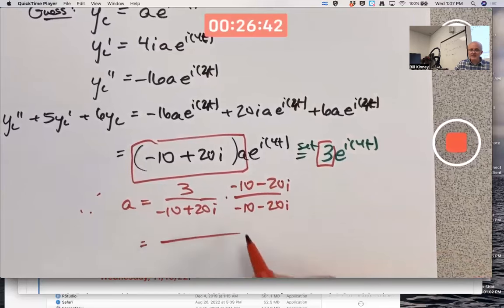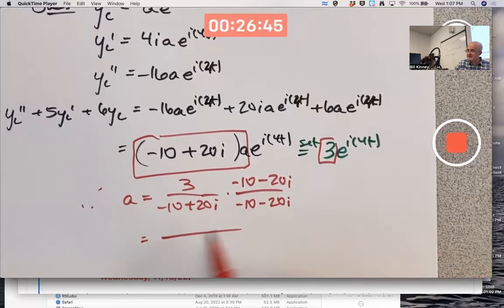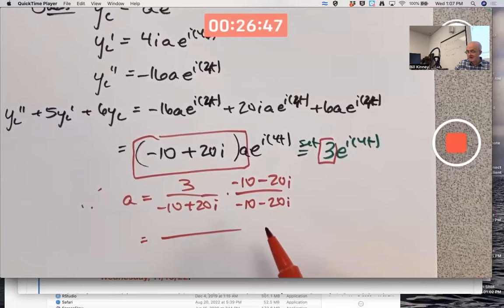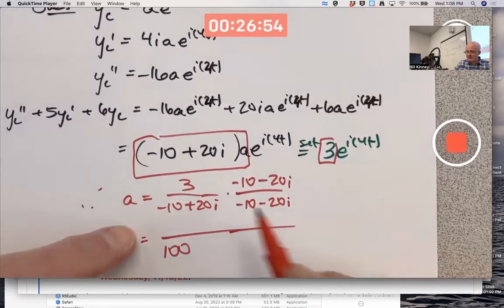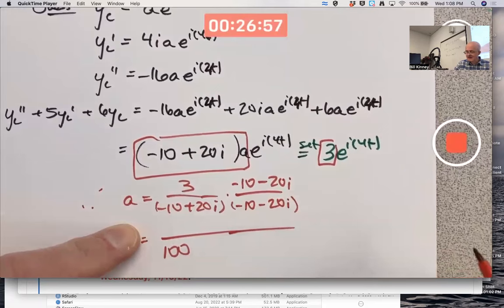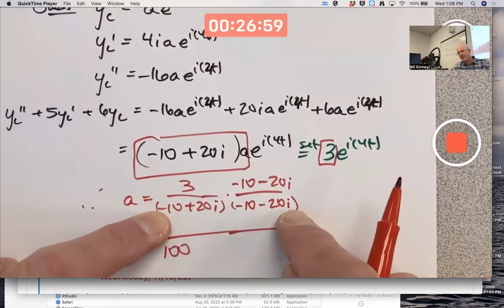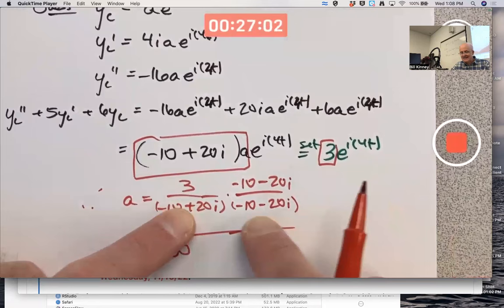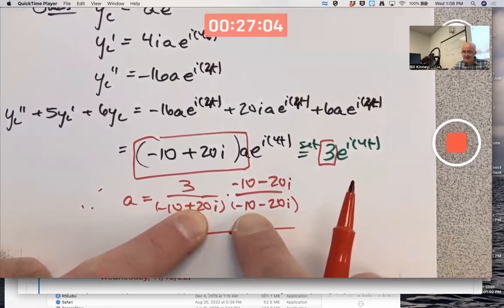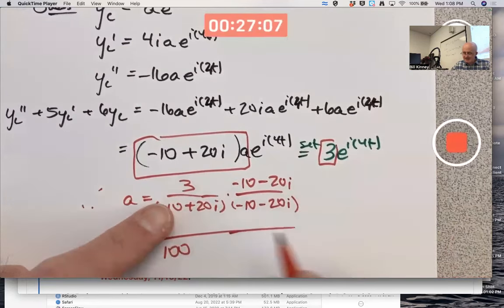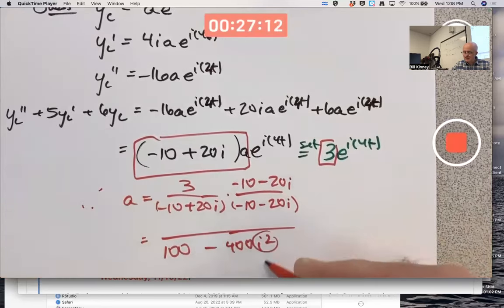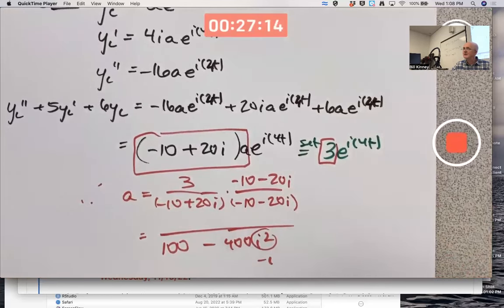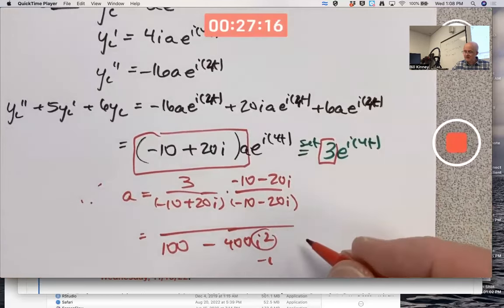The nice thing that happens on the bottom is when you multiply a complex number times its complex conjugate, you get a real number. Negative 10 times negative 10 is positive 100. The outside and inside products from foiling cancel, right? Because outside times outside would be plus 200i. Inside times inside would be minus 200i. Last times last is minus 400i squared. i squared is negative 1. So the bottom becomes a real number. In fact, 500.